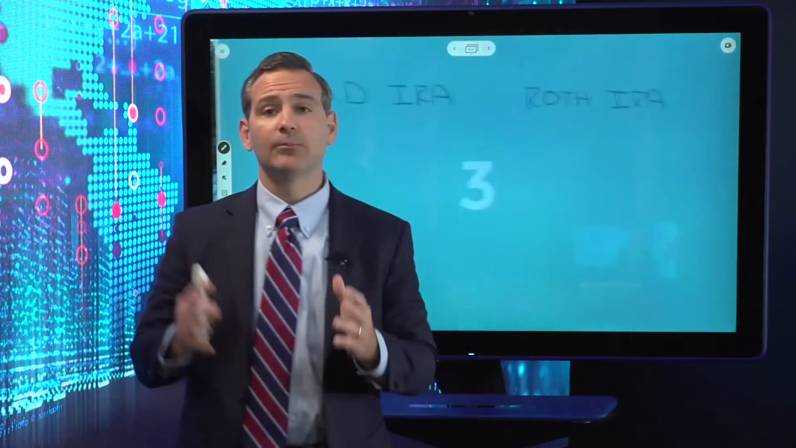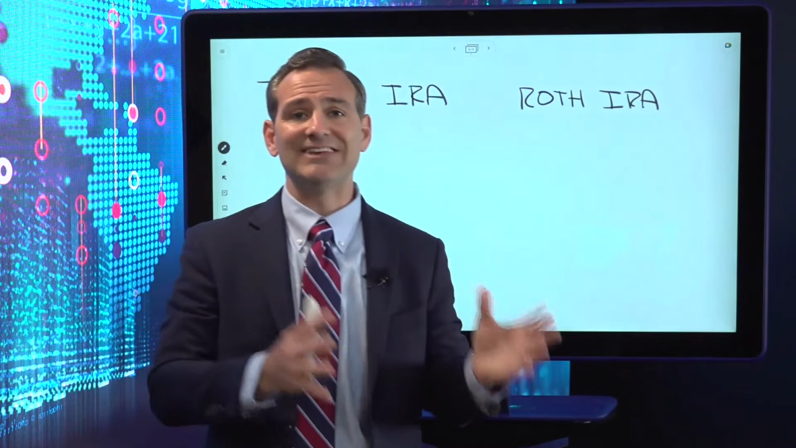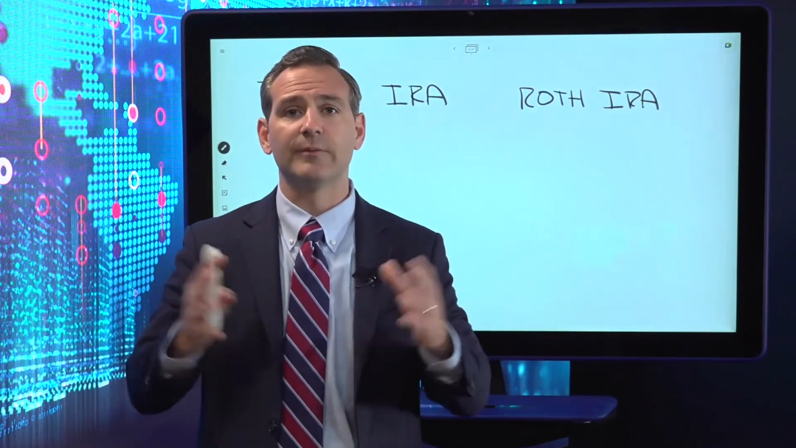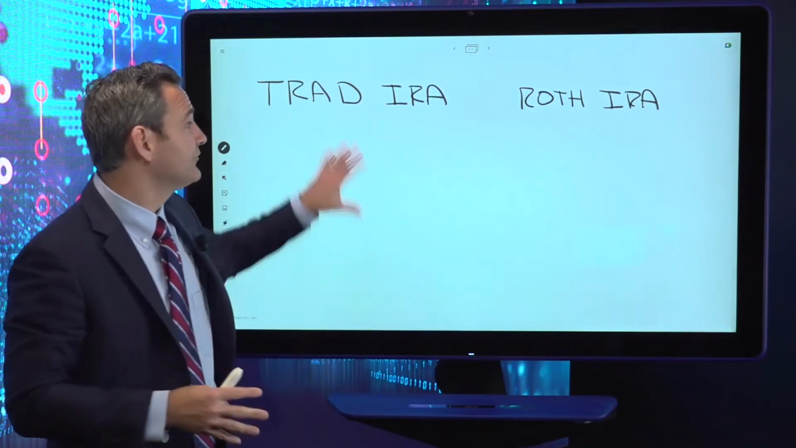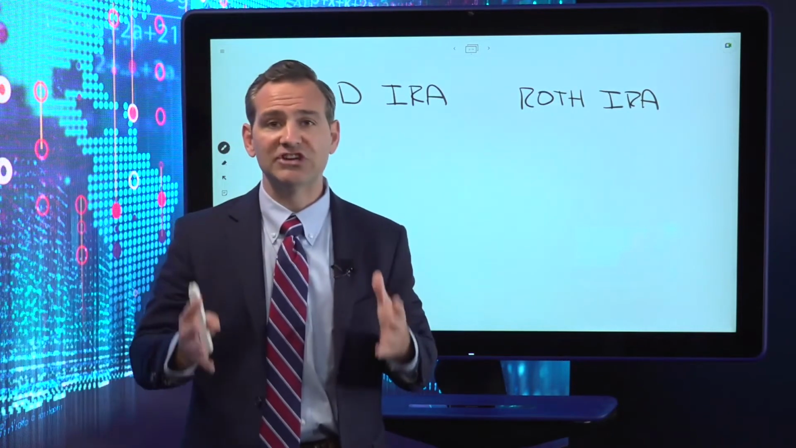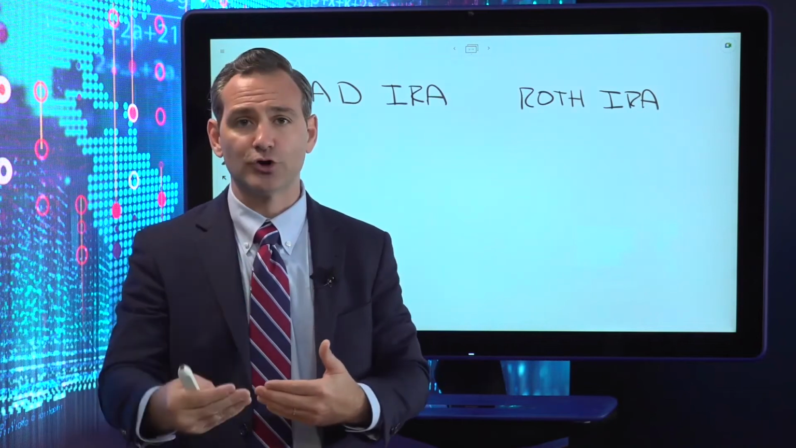That being said, what's the difference between a traditional and Roth IRA? Let's jump into it. Important to understand that you either pay taxes on the seed or you pay taxes on the crop. So just remember that analogy as we progress throughout this short explainer video. So let's start with the traditional IRA. Traditional IRA, think tax-deferred growth.